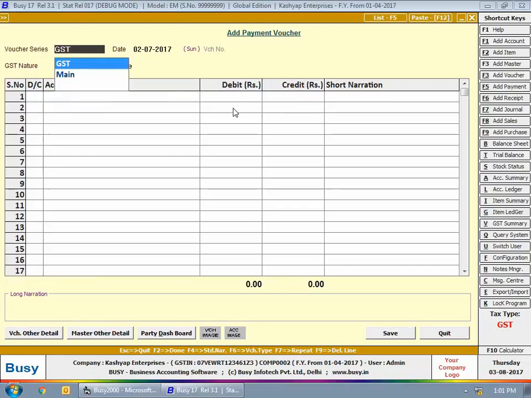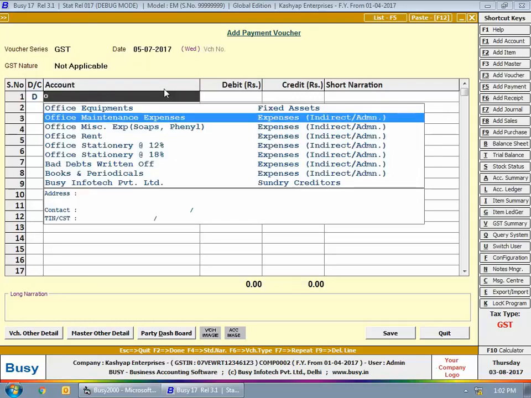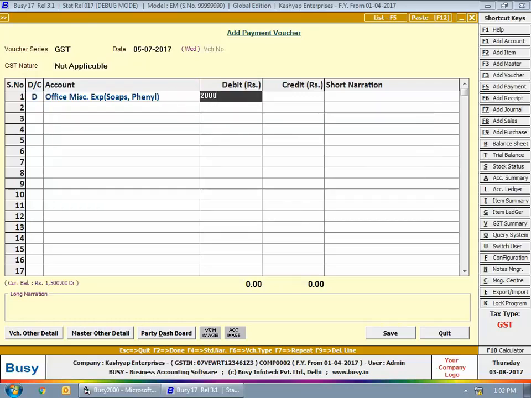Next, we are entering one more payment voucher for 5th July. Here we have taken the GST nature as not applicable and we are debiting the office miscellaneous expense account with 2000 rupees. Here we are assuming that you have purchased goods from some big departmental store like Big Bazaar or any other such store which is a registered dealer, and the departmental store owner does not print your TIN number on the bill. That is, it is totally a case of normal purchase, like you have purchased some goods from Big Bazaar and you have got a bill on which your TIN number is not mentioned.